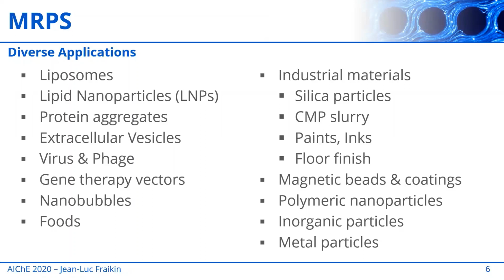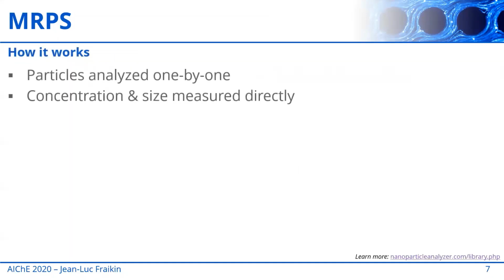And we've also demonstrated readily measurements of industrial materials ranging from floor finish, like I showed you before, to inks and things like that. So that's one feature because it doesn't depend on how well the particles scatter light. So let me describe why that is and how it works.